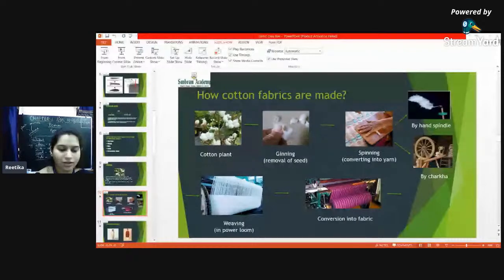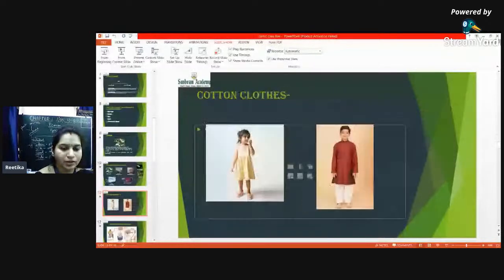Okay, now can we continue with this? Okay, thank you, Majnu. Everything is clear, I think. Okay, so now this fabric is converted into beautiful clothes that you can wear.